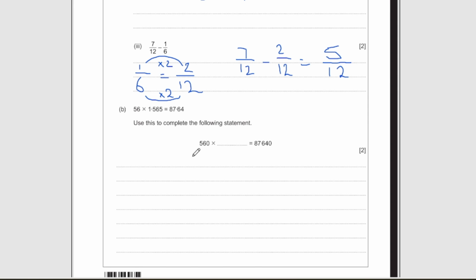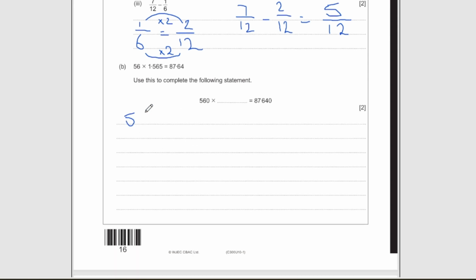So, 2 marks. 56 times 10 equals 560. Now this is the bit that matters. How many times do we have to times by 10 to get from 87.64 to 87,640? Well, if we write here 87.64, I'm going to add a 0. We're going to times 1, 2, 3 times. So we're going to times by 1,000.